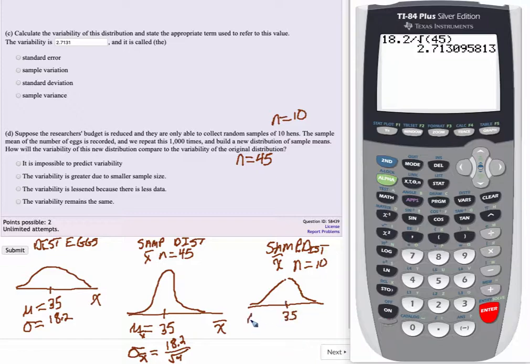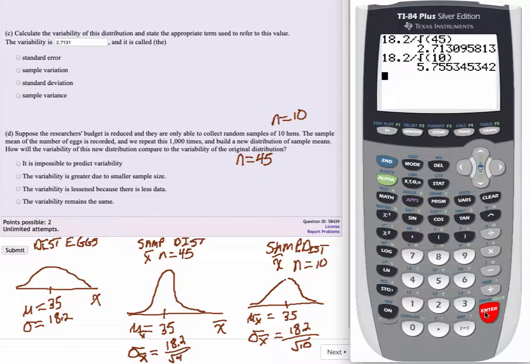We're still going to be centered about 35, but now the standard deviation of our x bars is equal to 18.2 divided by the square root of 10. Let's calculate that number just to show that the standard deviation got bigger. Hopefully intuitively that makes sense, but let's do the actual number here. Again, close that off with the parenthesis there. And we see now the standard deviation of the sampling distribution of x bar, better known as the standard error of the mean, is equal to 5.7553, okay?